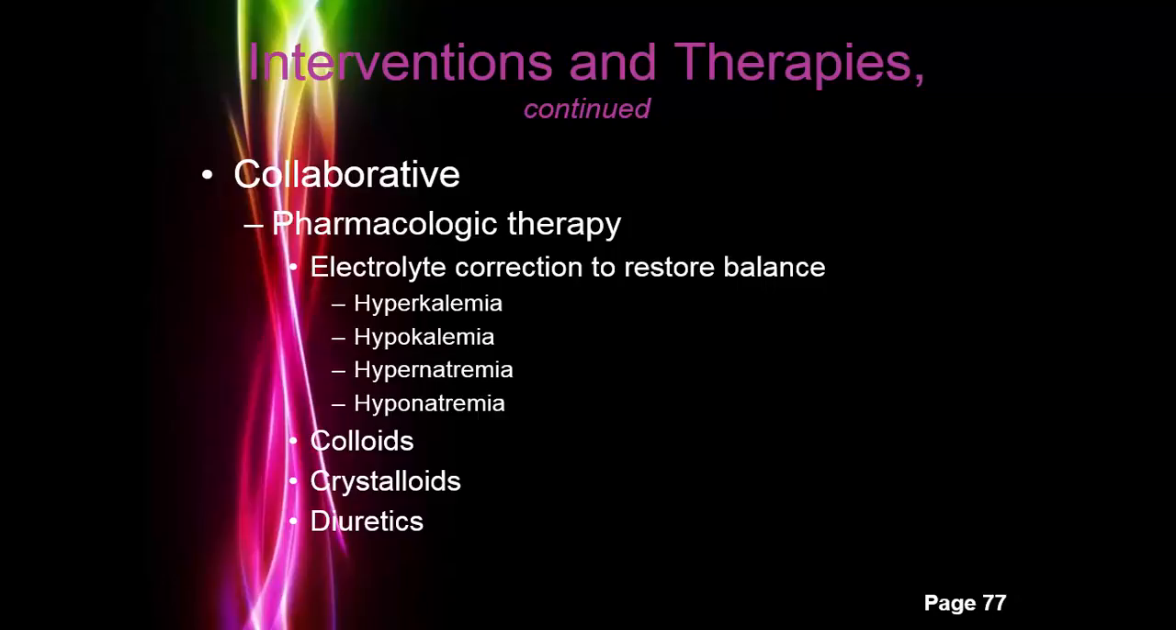Your colloids are going to be your albumin, dextran 40. Crystalloids could be 5% dextrose and water, 5% dextrose and half normal saline. Sometimes they'll use normal saline and lactated Ringer's as well. Your diuretics: furosemide, hydrochlorothiazide, and spironolactone.